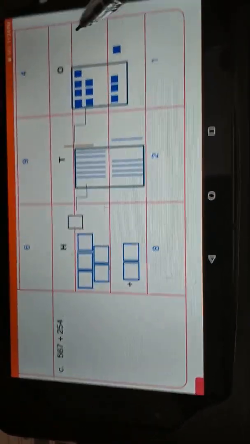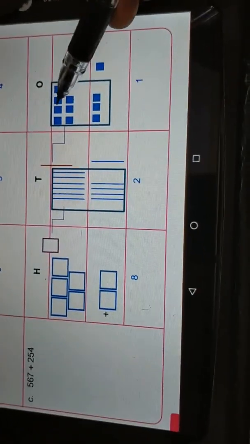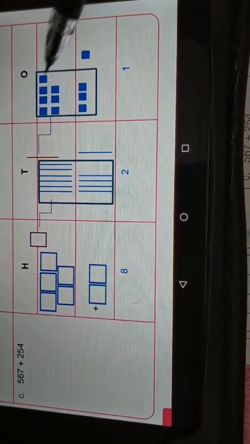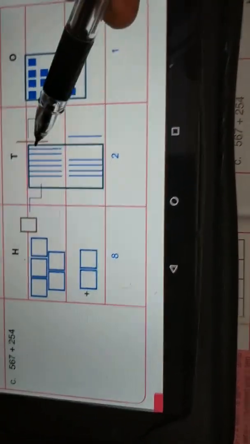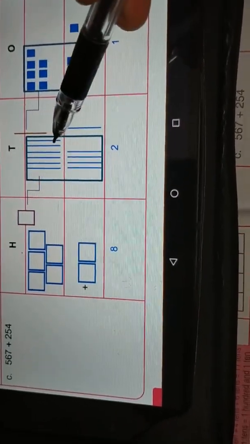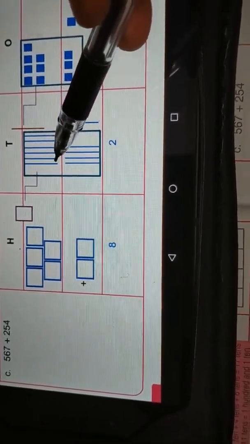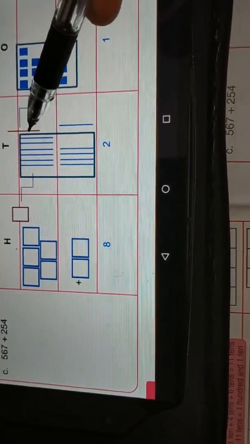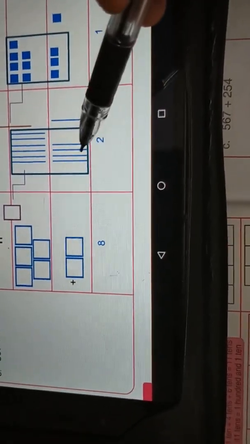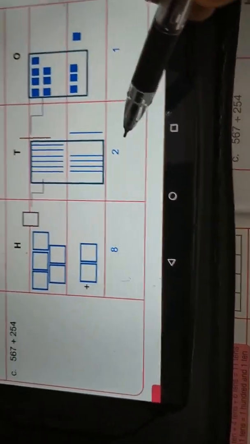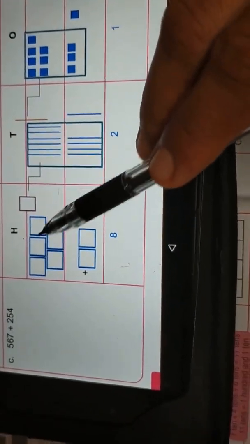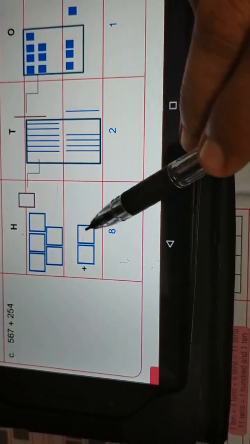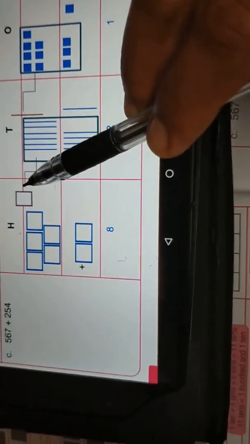Let's count now. 1, 2, 3, 4, 5, 6, 7, 8, 9, 10, 11 is there. So we have to write the 1 and 1 is a carryover. 1, 2, 3, 4, 5 and 6 plus 1, 7, 8, 9, 10, 11, 12 is there. So we have to write here 2 and 1 is a carryover. 1 plus 2 plus 3, 4, 5, 6 and 7. 1 more is there. So 8 is there.